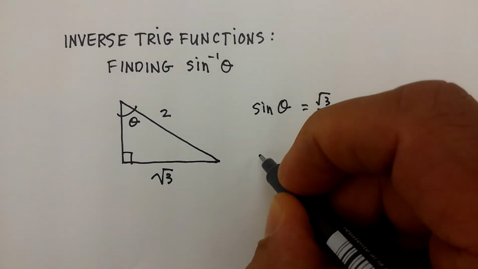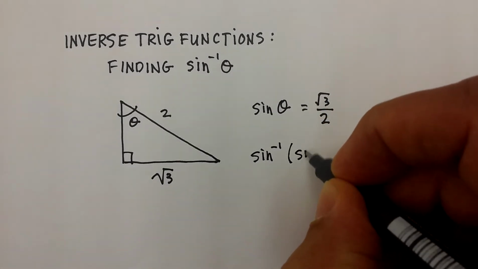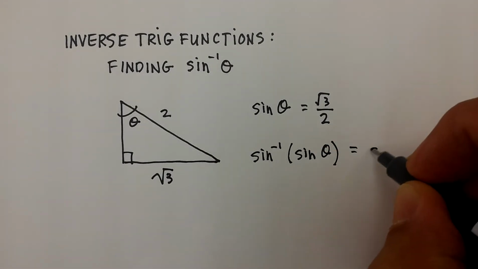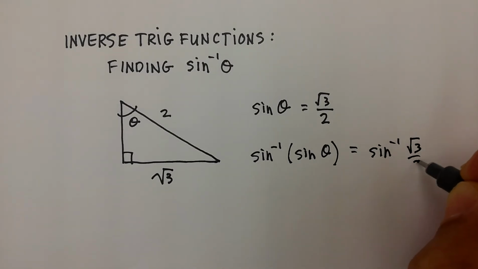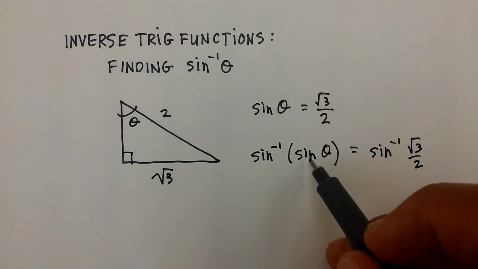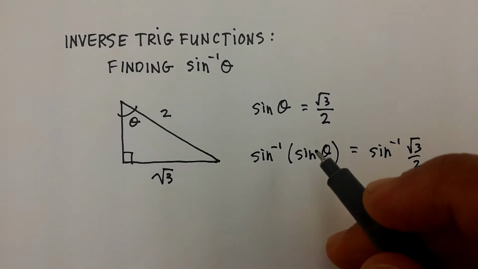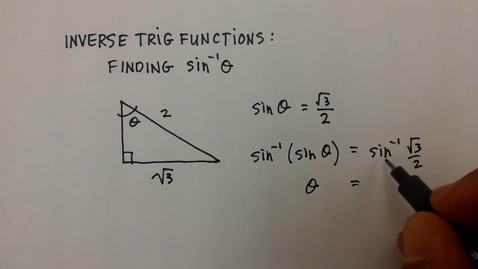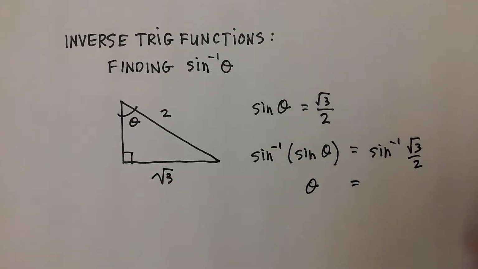So let's do this. Sine^-1 times the sine of theta. We'll just take the inverse sine of both sides. Now, inverse sine times sine actually just cancels out to 1, because remember, when you multiply by an inverse, you get 1. So we're going to find theta, and we need to find the inverse sine of radical 3 over 2.